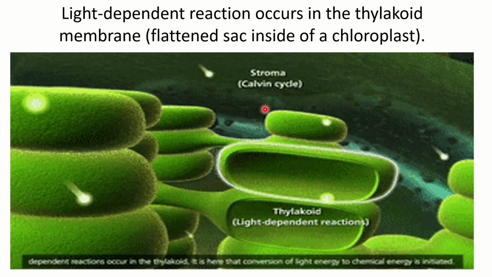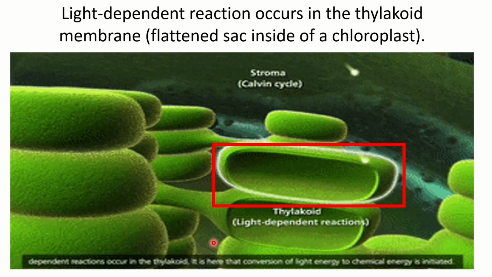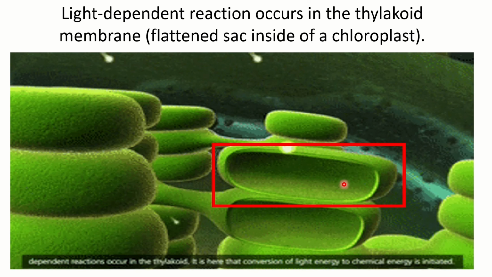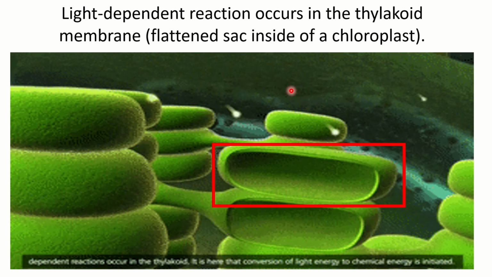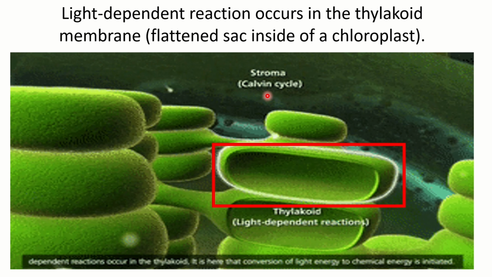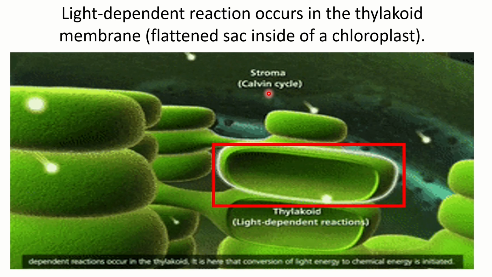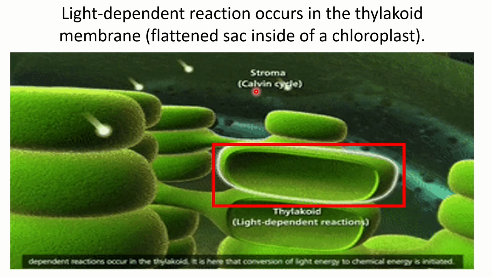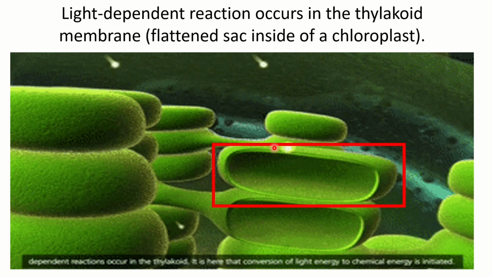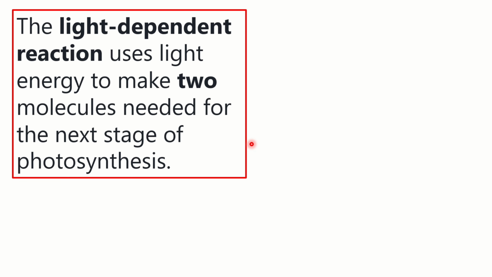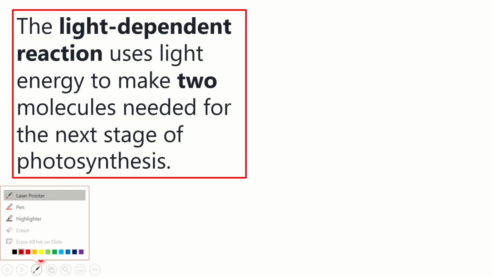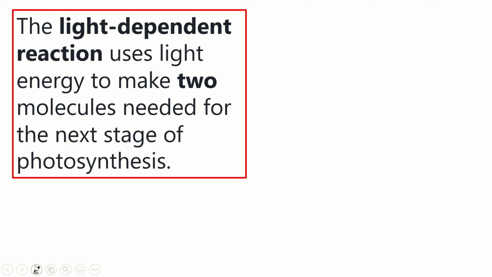Okay, so here it is. Again, thylakoid is the flattened sac in the chloroplast. And if you look outside the thylakoid, we can identify the stroma, which is the liquid portion of the chloroplast, wherein the second stage, the Calvin cycle, occurs. Then the light dependent reaction occurs in the thylakoid membrane. Light dependent reaction uses light energy. So from the word itself, light dependent, this process depends on light.